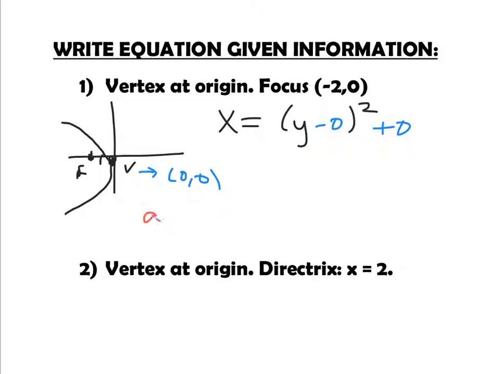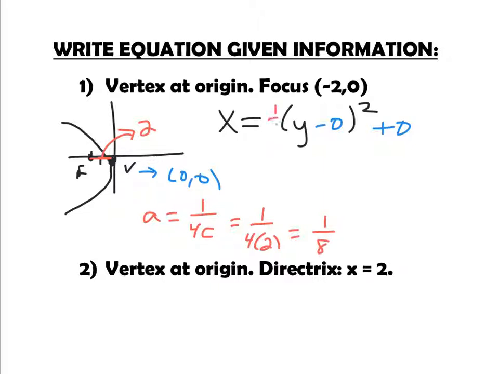So to get a, I'm going to use a = 1/(4c). c is the distance from your vertex to your focus. How far is the vertex to the focus? That's 2 units. So c is 2, and a is 1 over 4 times 2. So a is 1/8.